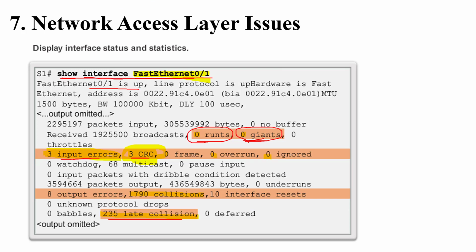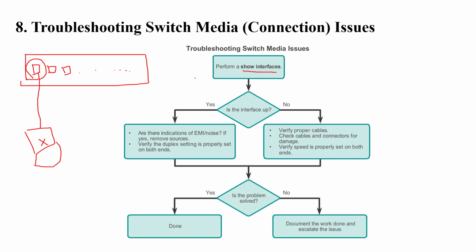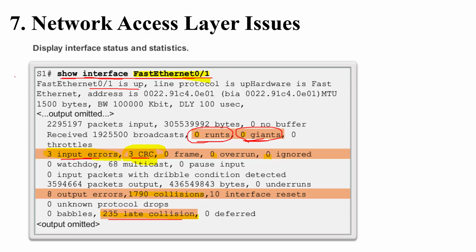So to check, this is troubleshooting. Okay, so now I'm going to use show interface FastEthernet 0/0. If I use the command, it will say whether it is up or not. You see, FastEthernet 0/1 is up.